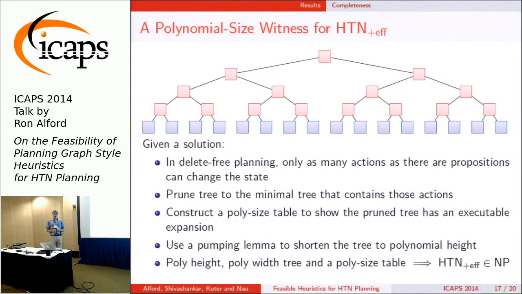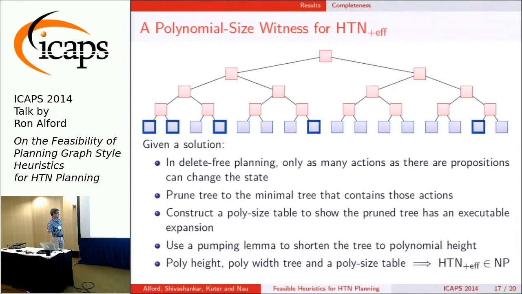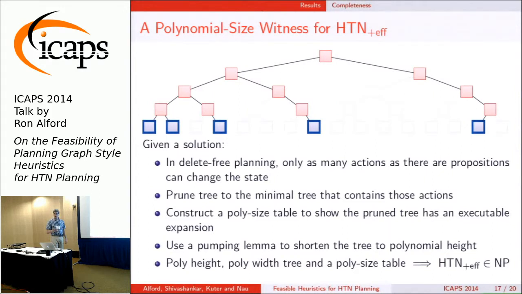But we know in delete-free planning we can only add propositions to the state. So we can prune the tree, right here, to the minimal tree that contains those actions. We cut off the rest of it. We can use a pumping lemma, and using the original solution, we can construct a table. I'm going to skip the details of that today. We can construct a table to show that this tree still has an executable expansion. You can use a pumping lemma then to shorten the tree to polynomial height. And so we have a polynomial height, polynomial width tree with a polynomial-size table that proves it's executable. And that shows our decision problem of HTN planning with positive effects is in NP.